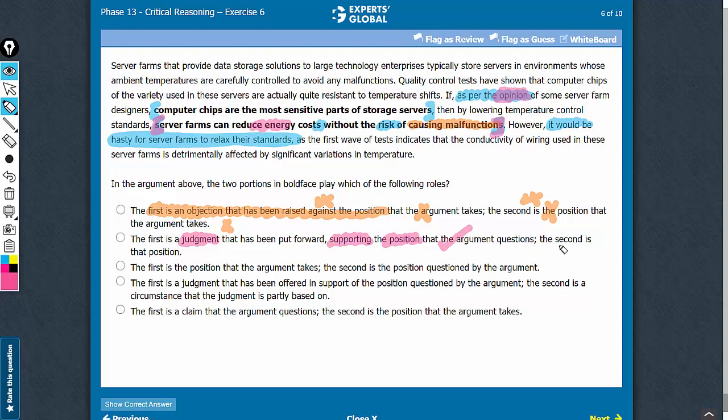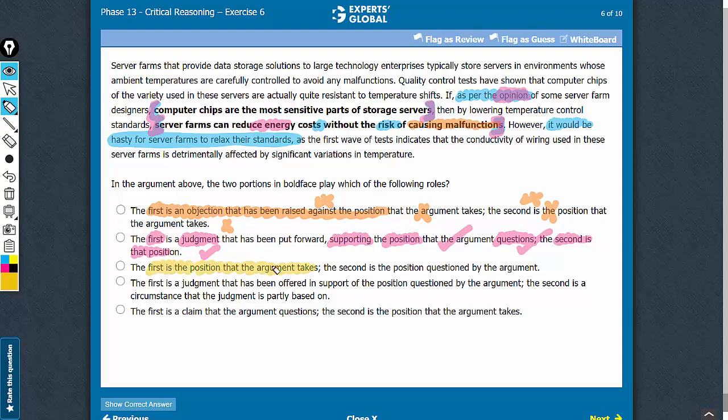Look at the second part. The second is that position. Yes, as I just said, the second is the position that has been supported by the first boldface and the argument is against it. So yes, it is correct that the second is that position, the position that is supported by the first boldface and the position that has been questioned by the argument. So even the second part is absolutely fine here. B is going to be the correct answer choice. Let's still look at the other answer choices.